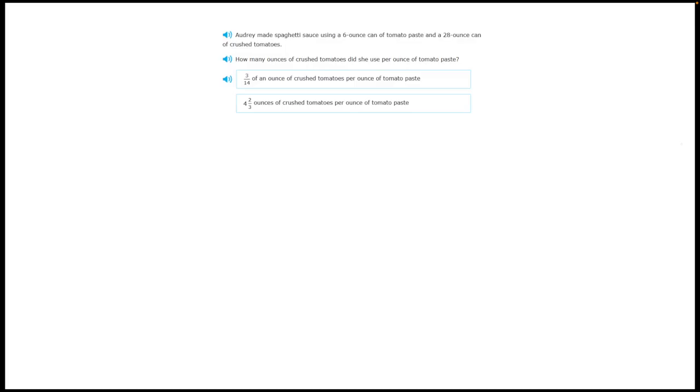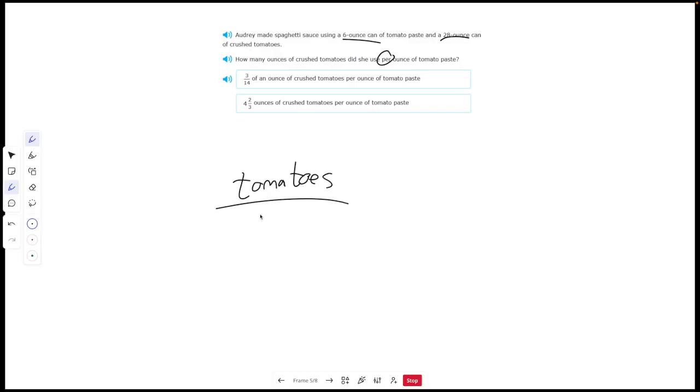All right, for this second one, it says Audrey made spaghetti sauce using a 6-ounce can of tomato paste and a 28-ounce can of crushed tomatoes. How many ounces of crushed tomatoes did she use per, there's our magic word, per ounce of tomato paste? So on the top, we need to do tomatoes over the paste. No problem.